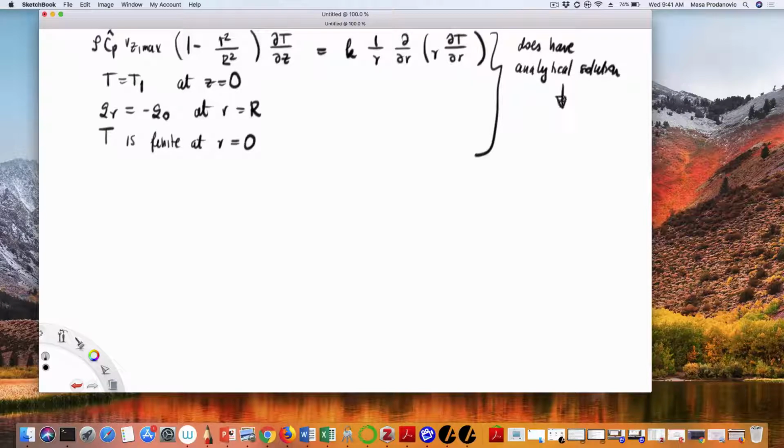But you can take a look at figure 10.83.